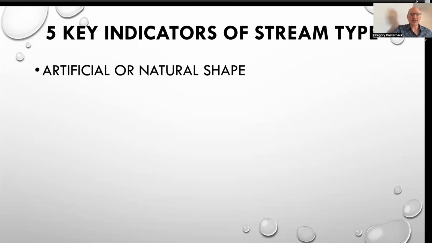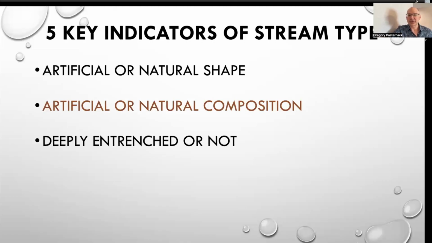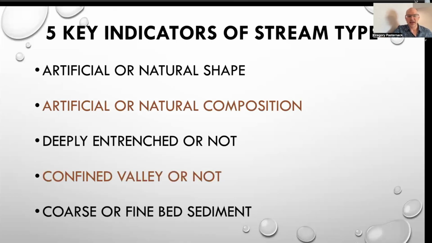So we need to know what is an artificial or natural shape, what is artificial or natural composition, is a river deeply entrenched or not, is a valley confined or not, and is the bed sediment coarse, meaning gravel, cobble, boulder, or fine, meaning sand, silt, or clay. And sometimes I use the term mud when I'm referring to the combination of silt and clay. So pretty much these are the five big ones that we'll need to address, and I'll be giving presentations and pushing them out to help you make these determinations as you visit sites.